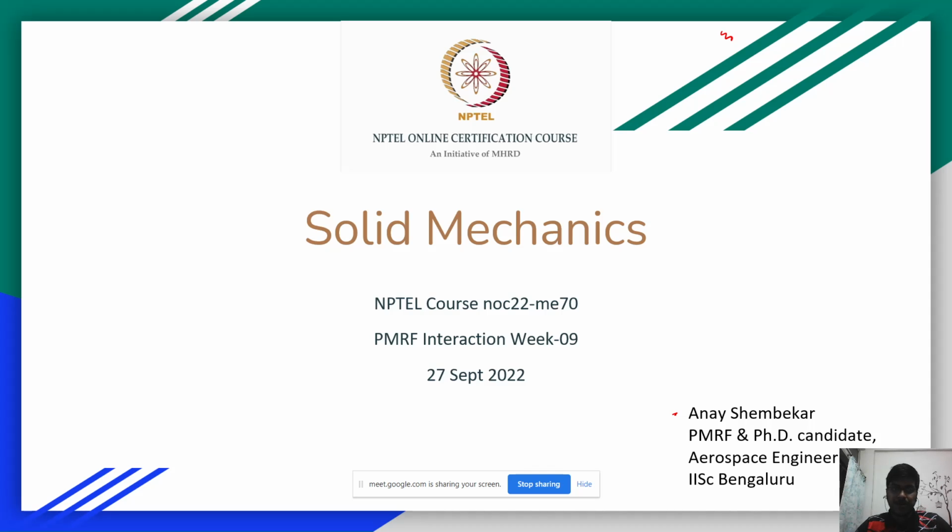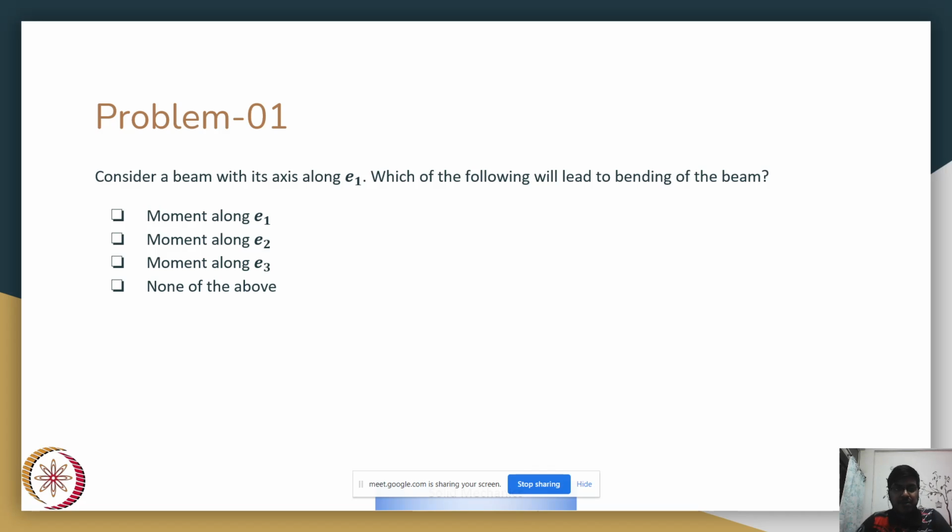In this week, we'll cover some problems related to the concepts taught in week 9. These include bending of symmetrical as well as unsymmetrical beams, both pure bending as well as non-uniform bending. Professor Ajit also covered thin beams with thin cross sections as well. Okay, we'll move to the first problem.